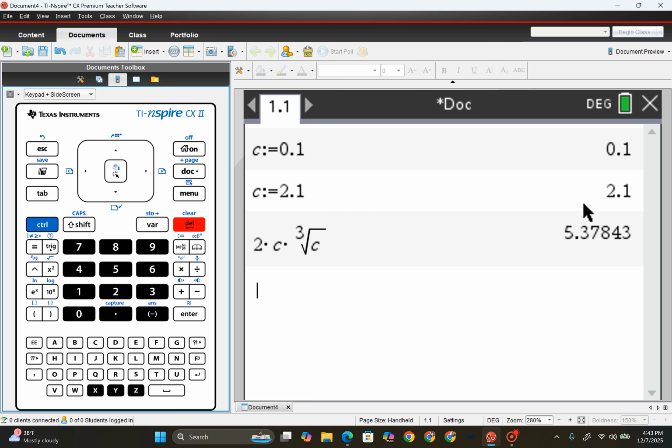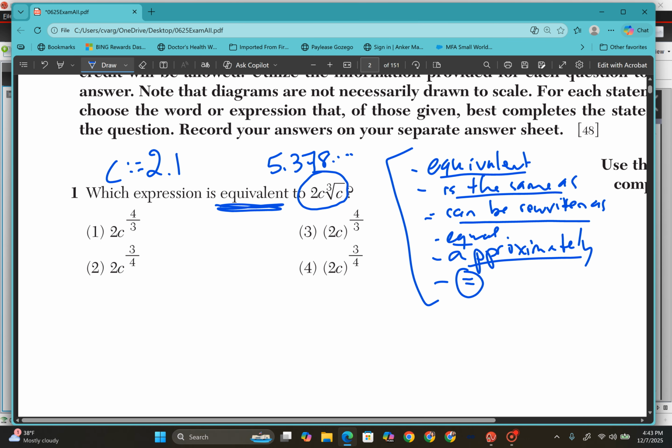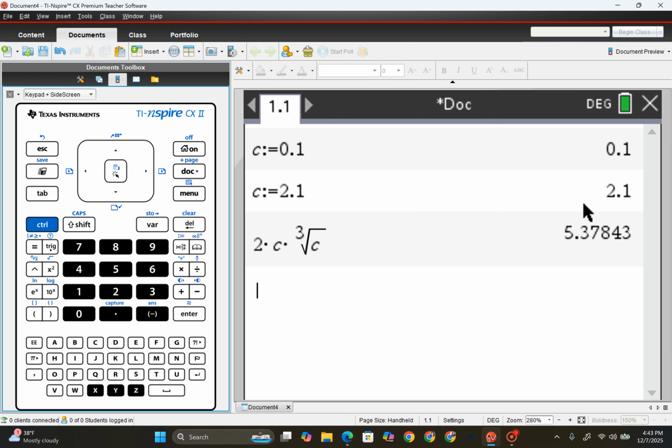All right, cool. So now what I'm going to do is plug in each of these other ones, and whichever gives me this target answer, 5.378, then that's the answer. Okay, so let's go ahead and start with our first one. So our first one says 2c to the 4/3 power. So let's plug that in.